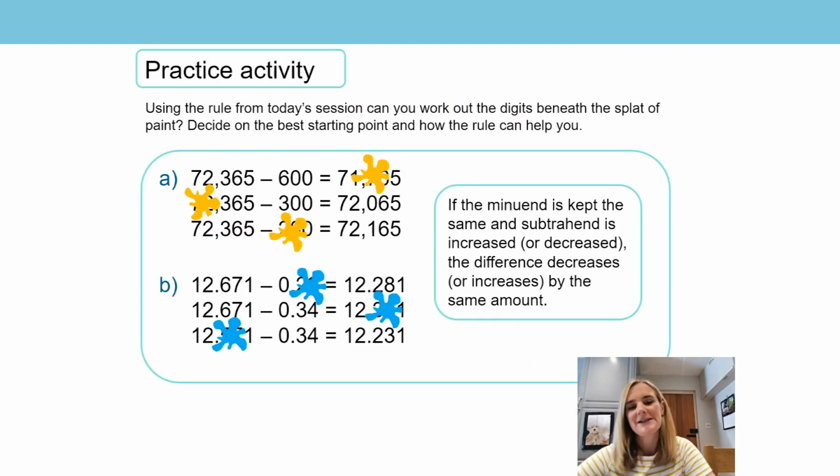Okay, so I'm going to leave you with some practice now to have a go at all by yourselves. As you can see, I've got a bit of paint all over my work. I've made a bit of a mess. And I would like you to see if you can use the rule from today's session to work out the digits beneath the splat of paint and decide on the best starting point for yourselves and how the rule can help you. Good luck with it.